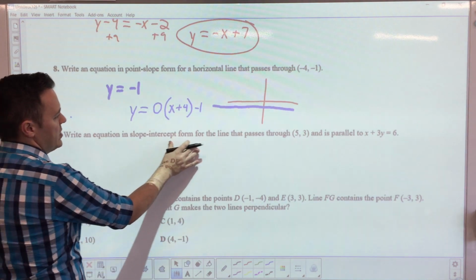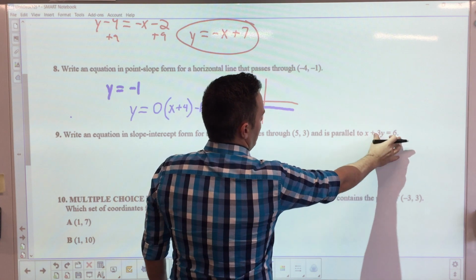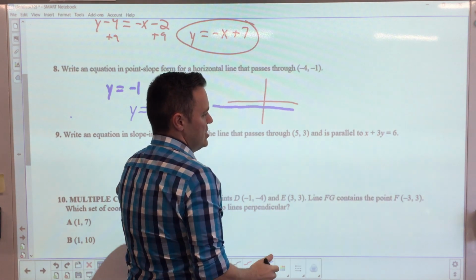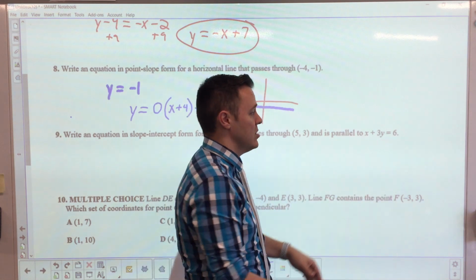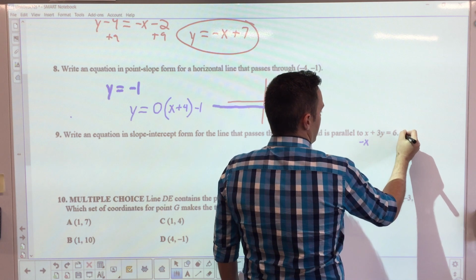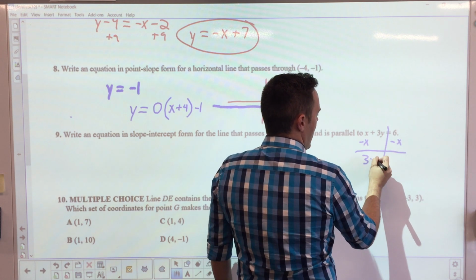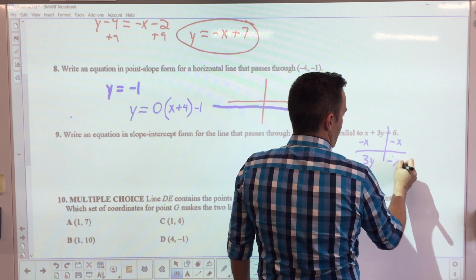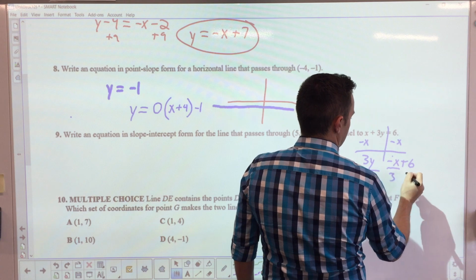Write an equation in slope-intercept form for a line that passes through this and is parallel to our line right here. Since we have to create what first? You've got to create your slope. So write this in slope-intercept form. Subtract x from both sides, and then you'd have 3y equals negative x plus 6, divide by 3.